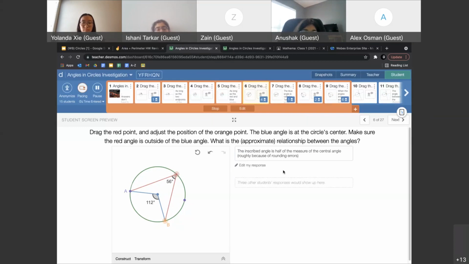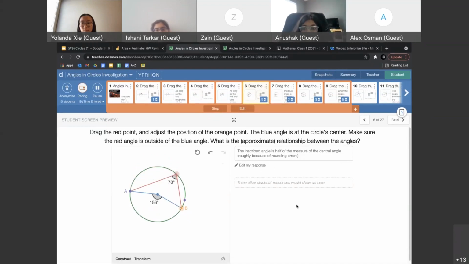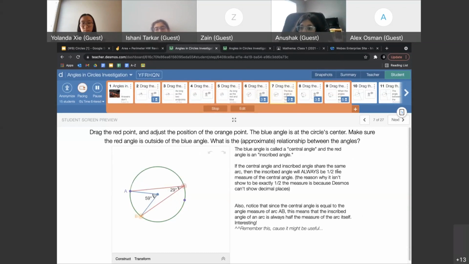This will always be true. And for some of these, it rounds, which is why it may not seem like it follows this pattern, like 59, 29 or something, it'll show angle measures of 59 and 29. However, this will always be true. And so basically, since the central angle is equal to the angle measure of arc AB, the inscribed angle of an arc is always half the measure of the arc itself. So half of the degree measure of the arc itself is what the inscribed angle is.